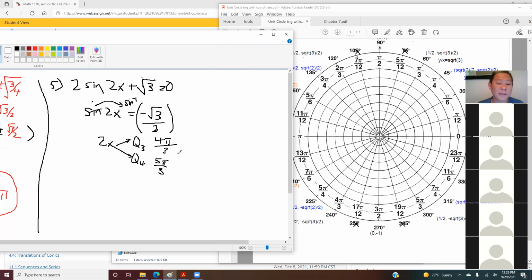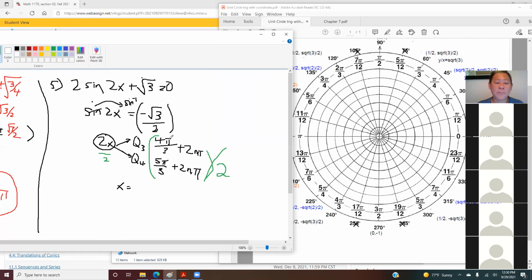And because I want infinite solutions, you just need to add 2n pi here. I'm going to do it for this case. This is not your answer because it's 2x. So in order for us to get x by itself, I have to divide everything here by 2. So what do you get when you divide everything by 2? You will get x here now.